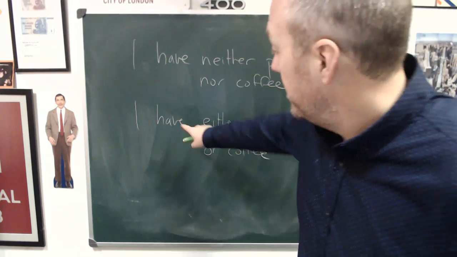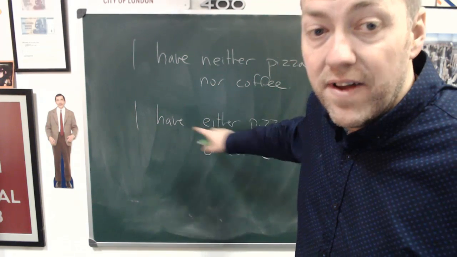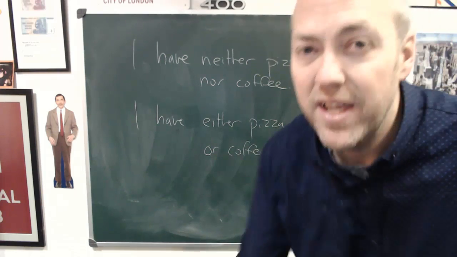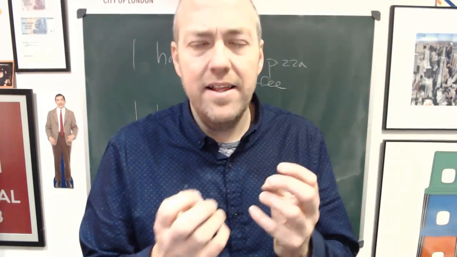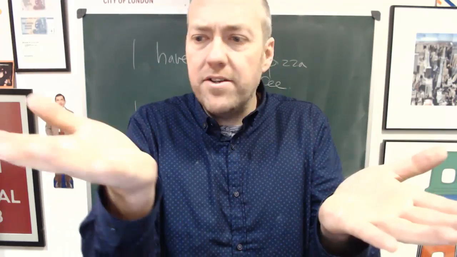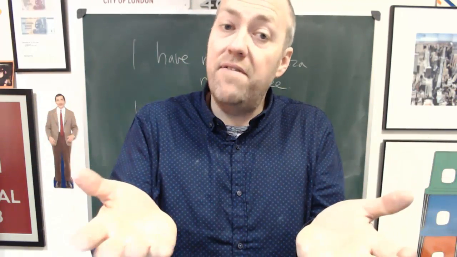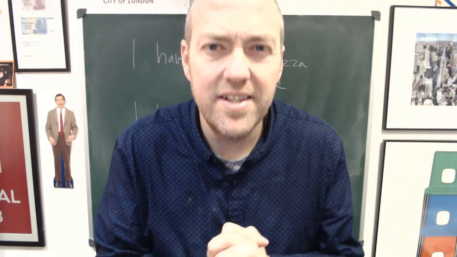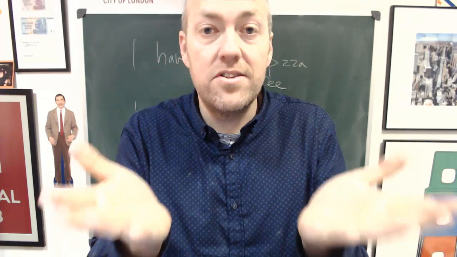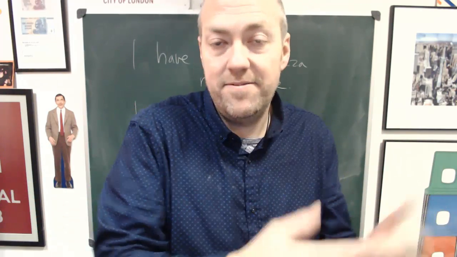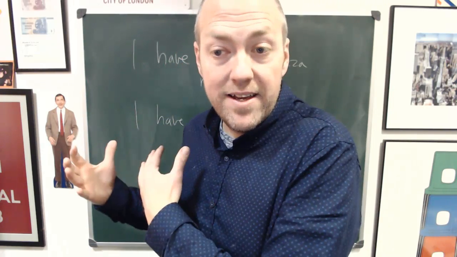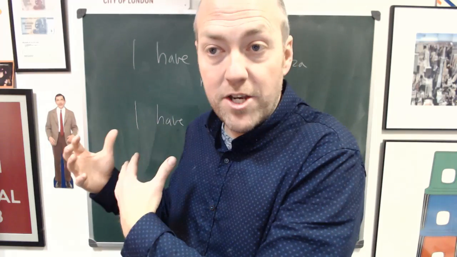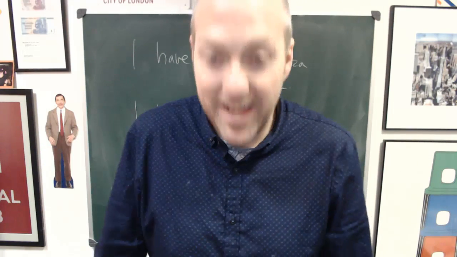If we use positive and positive, I have either pizza or coffee, it changes the meaning. Now we are talking about options. I have either pizza or coffee. It's different. It's not a negative. It's to talk about two choices, either this or that. So it depends on your sentence. But hopefully this explanation is a help for you.